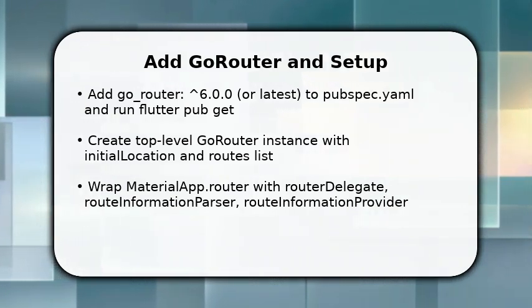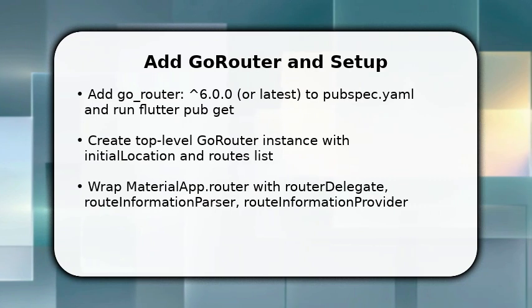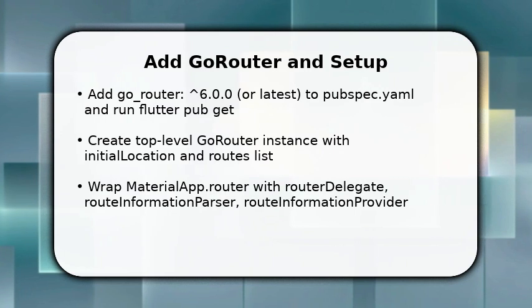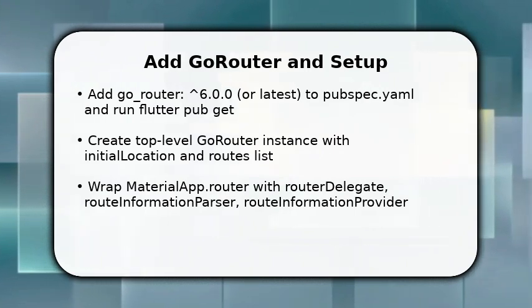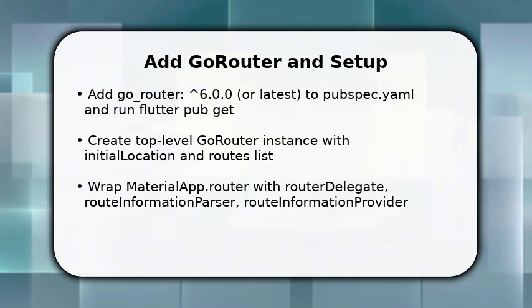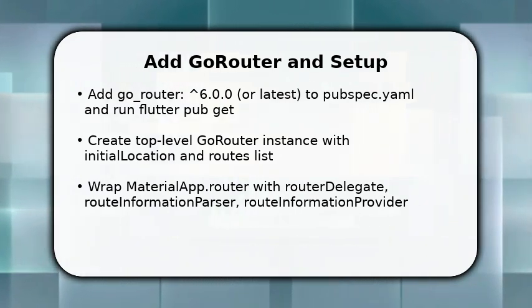Then replace MaterialApp with MaterialApp.router, passing routerDelegate, routeInformationParser, and routeInformationProvider from your GoRouter instance. This wiring connects Flutter's navigation system to GoRouter so your routes are active immediately.